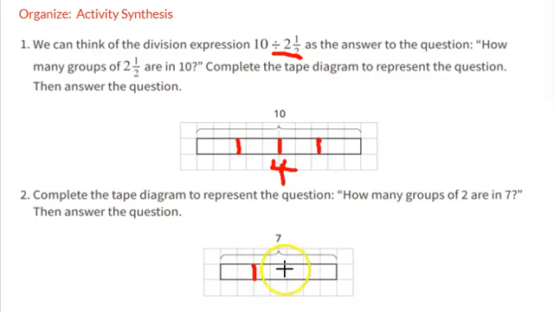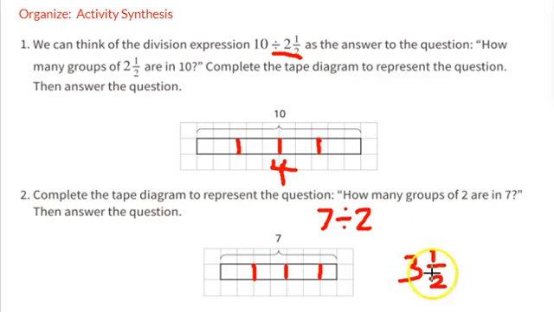We have 1 whole group, 2 whole groups, 3 whole groups. So our answer is 3, but then we have something left over here, right? We have 1 out of 2. So how many groups of 2 are in 7? It would be 3 and 1/2, right?